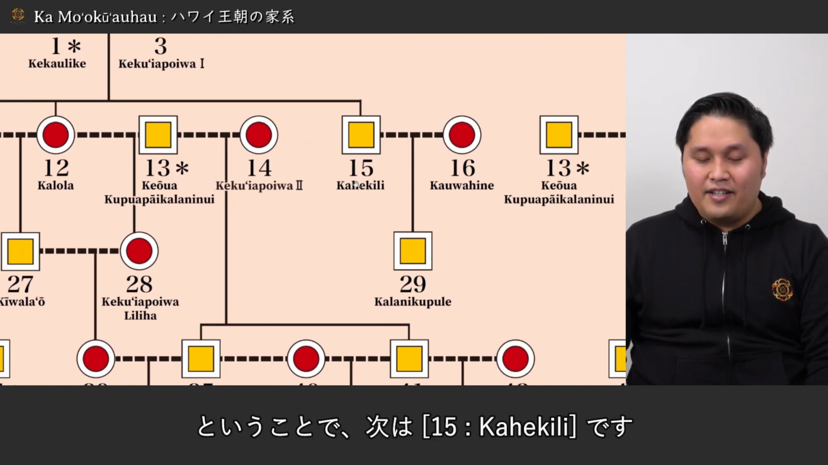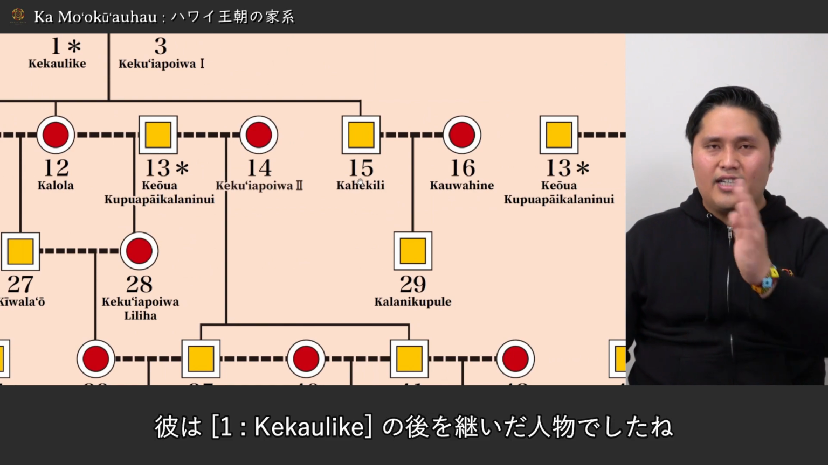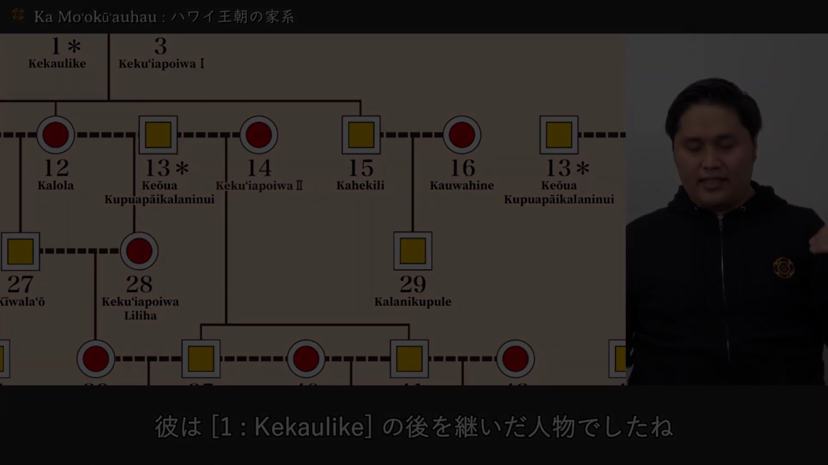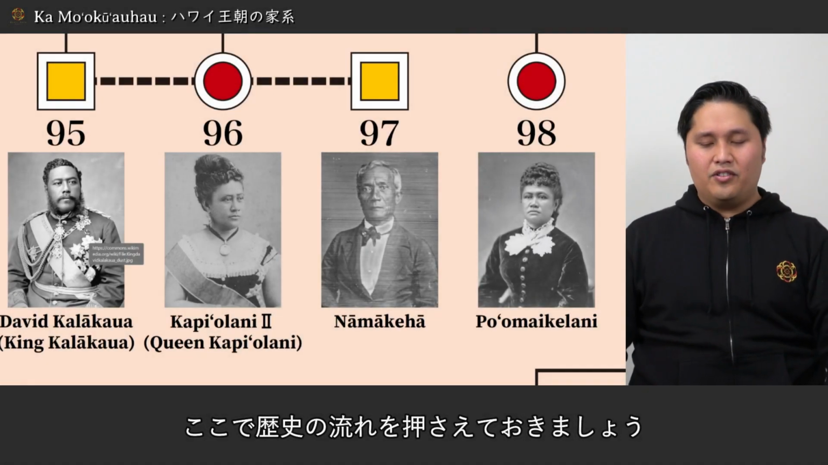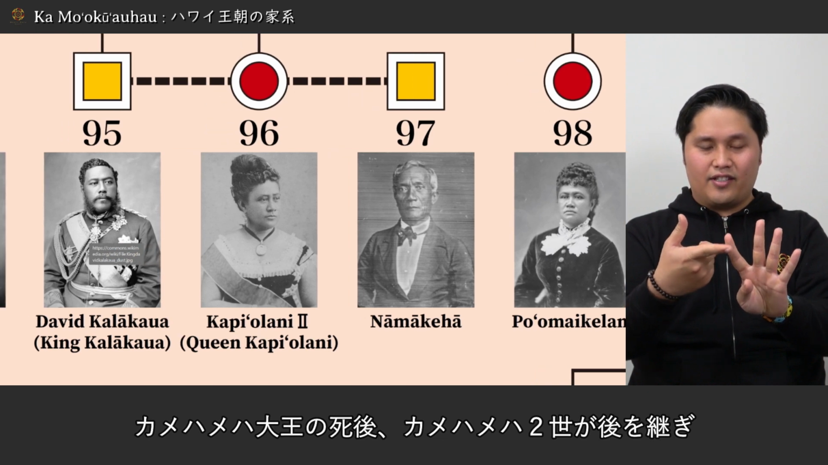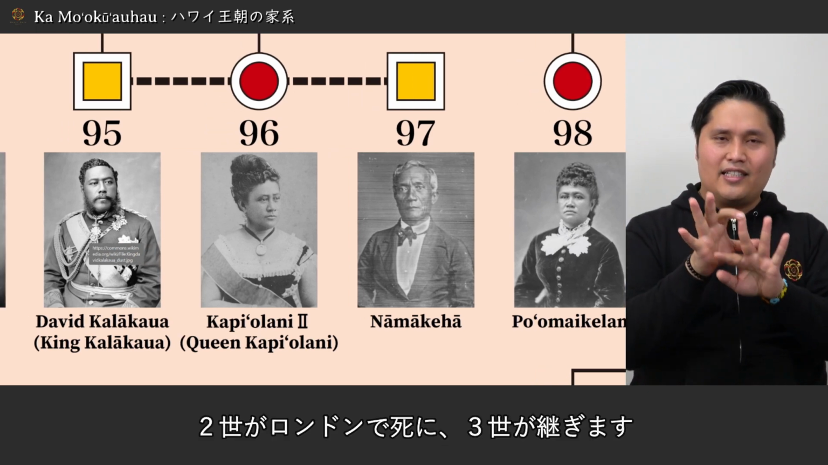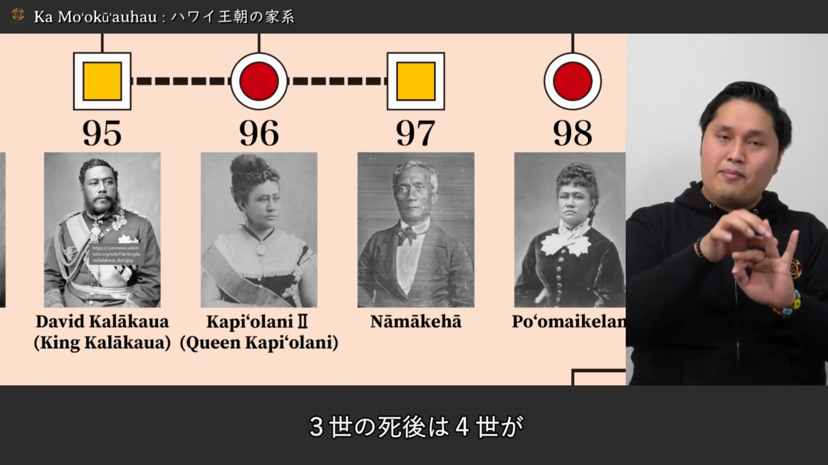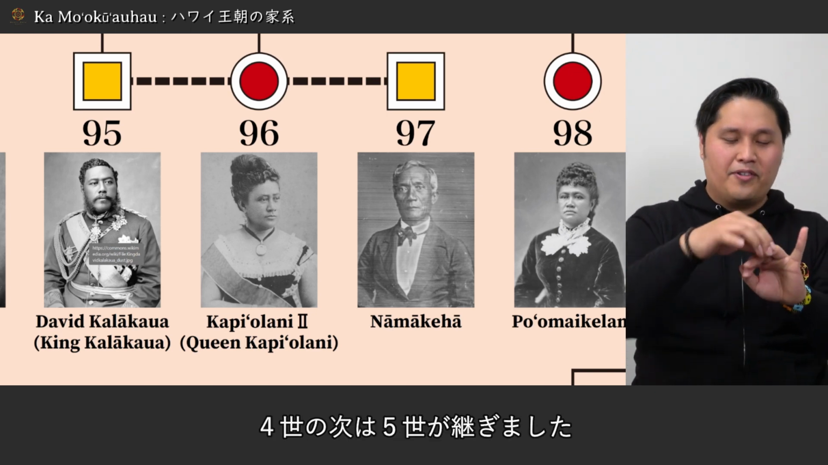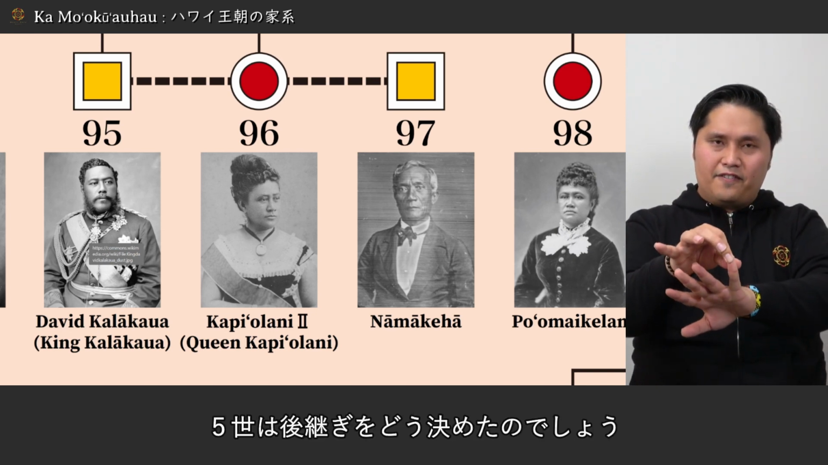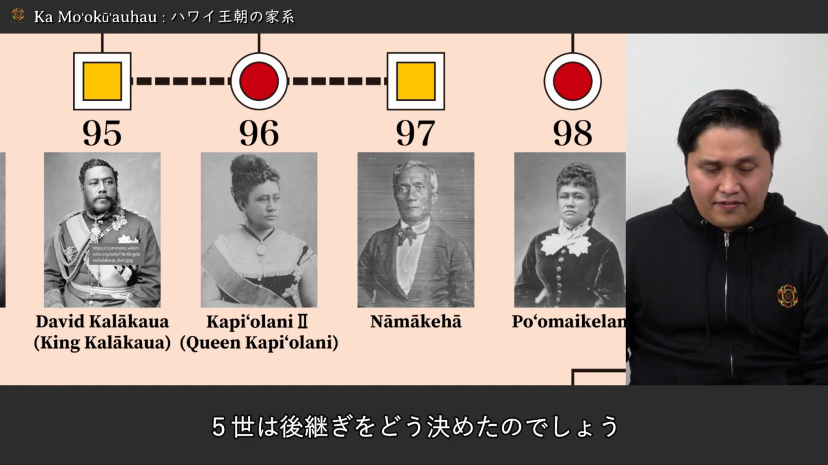Okay, so anyway, number 15, Kahekili. Kahekili took over from his father, Kekaulike, as the leader. Okay, so a quick overview: Kamehameha I dies, his son Kamehameha II takes over. Kamehameha II dies in London, his son Kamehameha III takes over. Kamehameha III dies, Kamehameha IV takes over. Kamehameha IV dies, Kamehameha V takes over. Now Kamehameha V, here, Kamehameha V, he had choices.